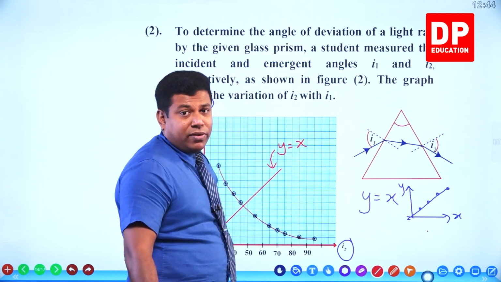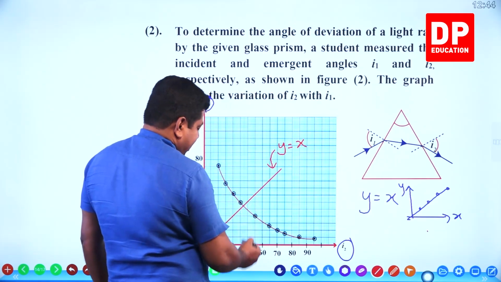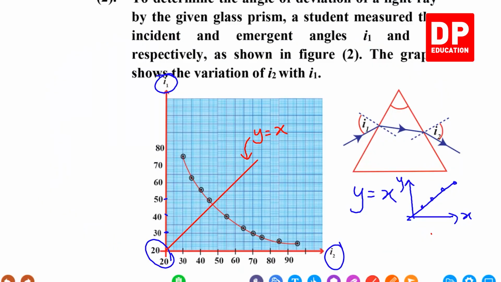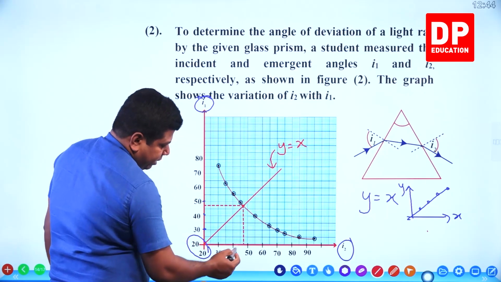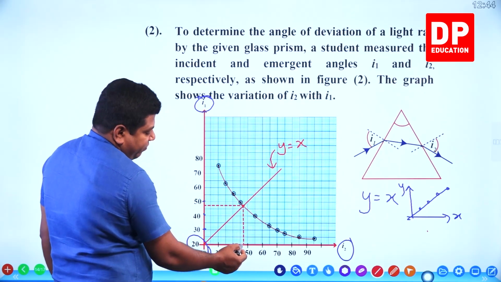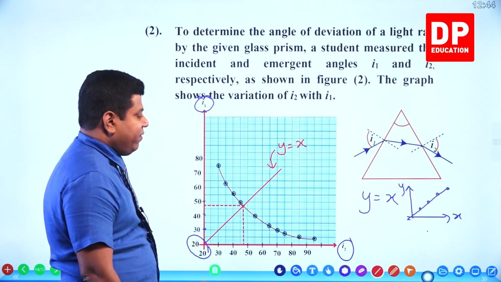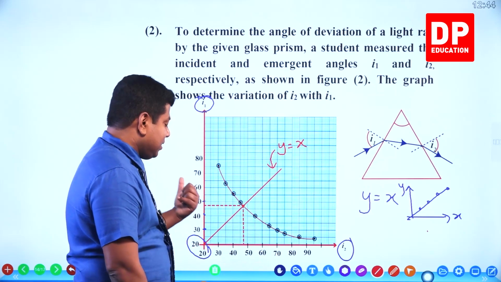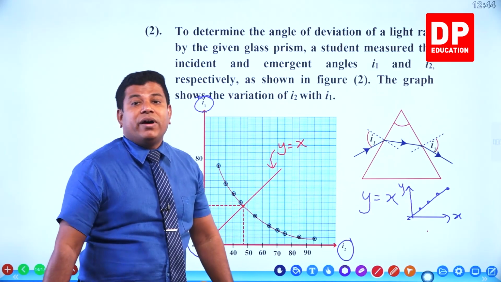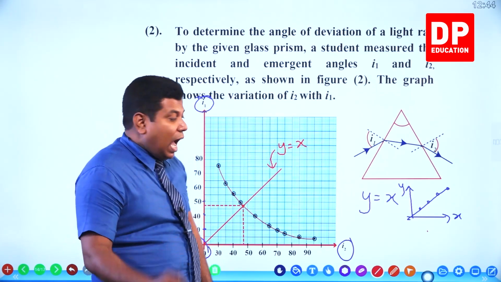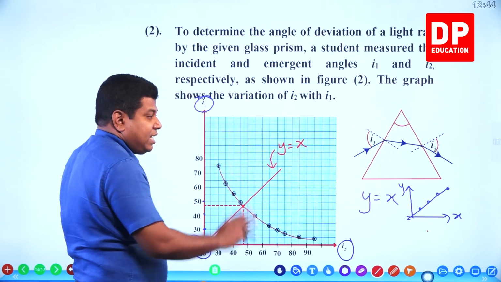Now let me get this point. Right, on both sides I am taking it. Look at this. Here it's 45, and around 47.5 we are getting it. Here also, between 45 and 50, almost at the midpoint we are having it, right? Both sides the readings are the same, 47.5, 47.5. That is what the I value will be. This is not deviation, this is I.